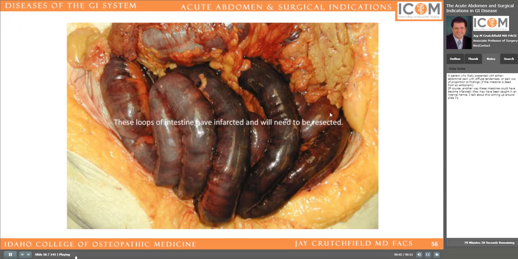Here's a patient who has suffered infarcted intestines. This segment of intestine will need to be resected. He probably presented with abdominal pain with diffuse tenderness and most likely pain out of proportion to the findings, highly suggestive of an embolism to the superior mesenteric artery.